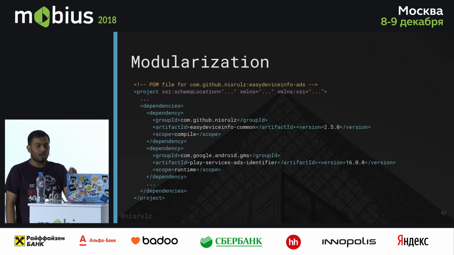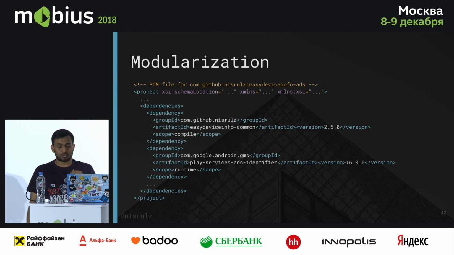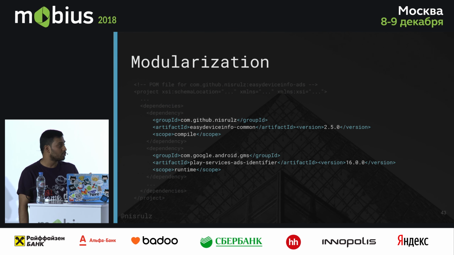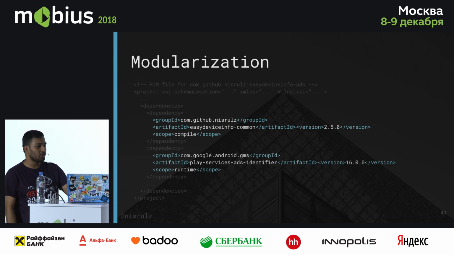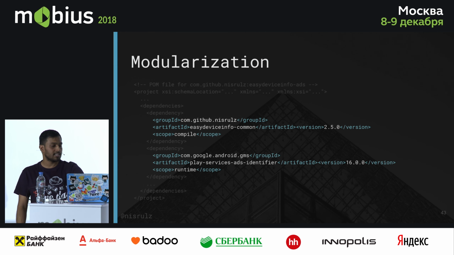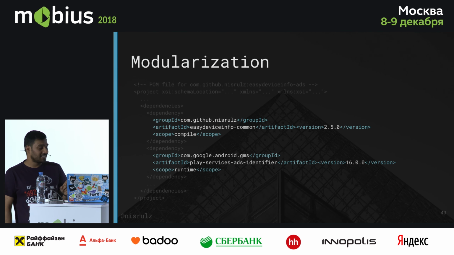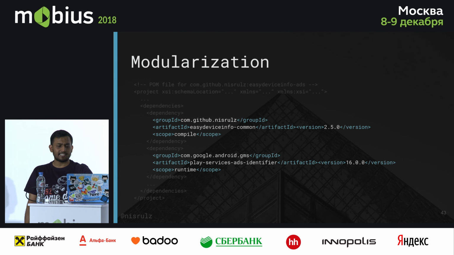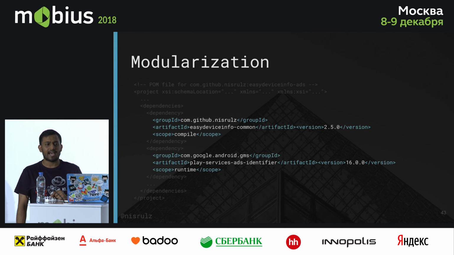Because I was talking about the ad section, I also want to show you how this was pulling in things. There's something called easy device info-common, and then there's a play-services-ads-identifier. So only the person who includes my easy device info-ads library would be pulling in play services, otherwise not. An important thing here again is that there's something called easy device info-common, and that was not in the section of including a library.